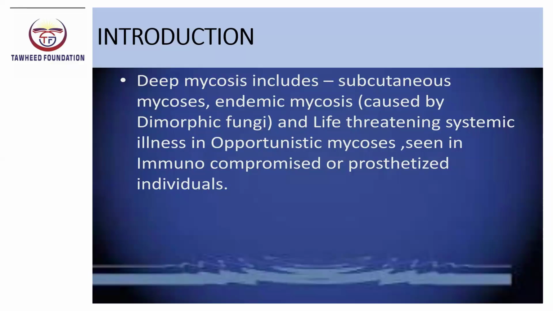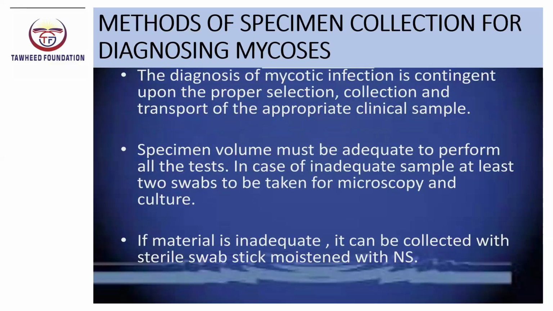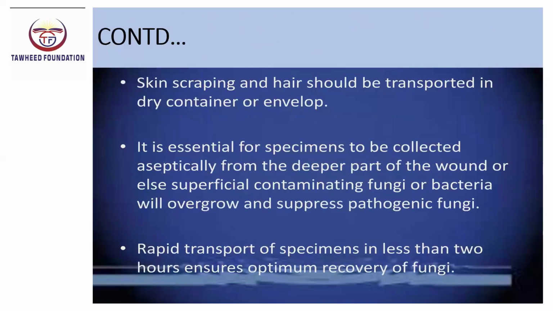Methods of specimen collection for diagnosing mycosis. The diagnosis of mycotic infection is contingent upon proper selection, collection, and transport of an appropriate clinical sample. Specimen volume must be adequate to perform all the tests. In case of inadequate sample, at least two swabs should be taken for microscopy and culture. If material is inadequate, it can be collected with a sterile swab stick moistened with normal saline. Skin scraping and hair should be transported in dry containers or envelopes.